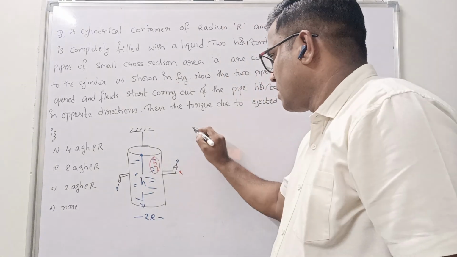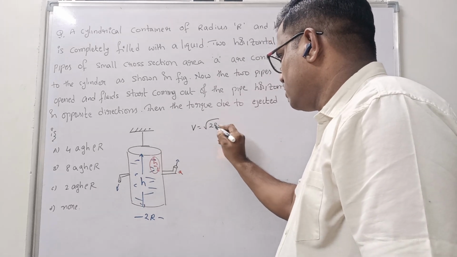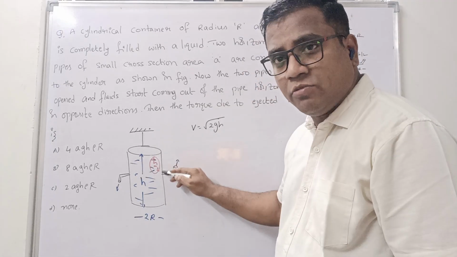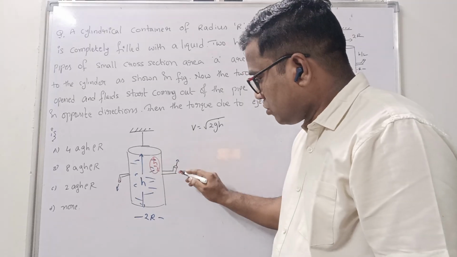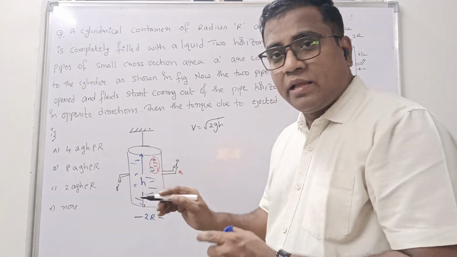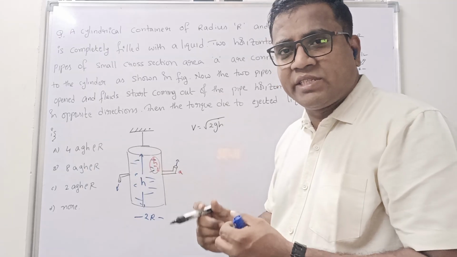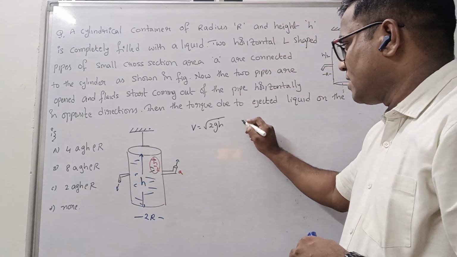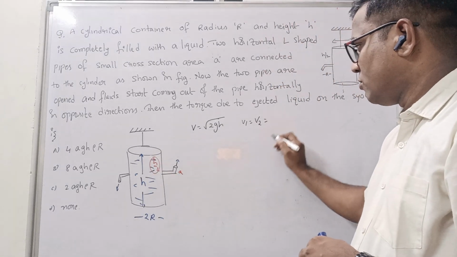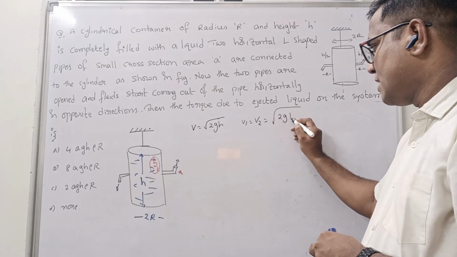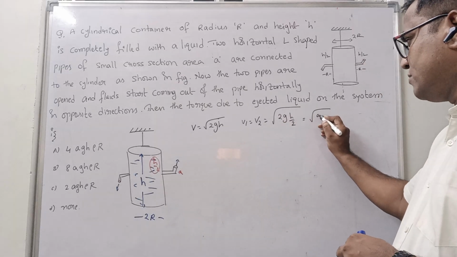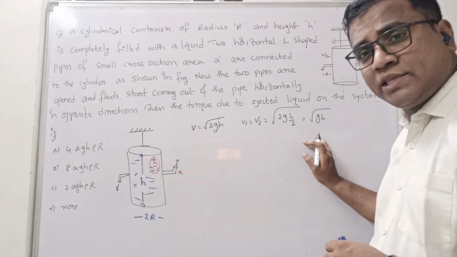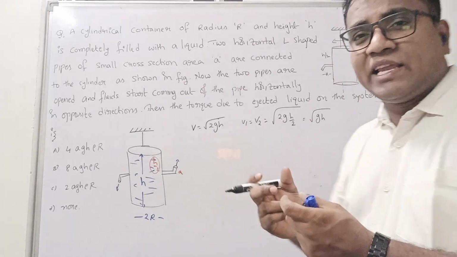Here the height is h by 2. Both pipes are at the same height, so the velocity ejected by the liquid through these tubes remains the same. So V1 is equal to V2, which is equal to root of 2g times h by 2, which is nothing but root of gh. Clear? That means the liquid is coming out with a velocity of root gh.